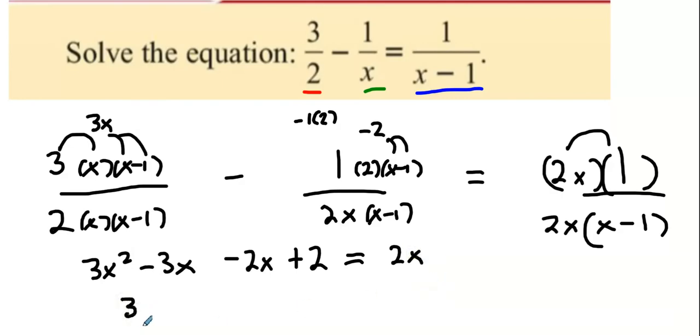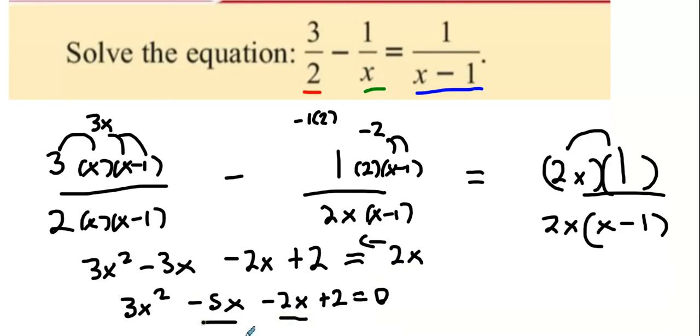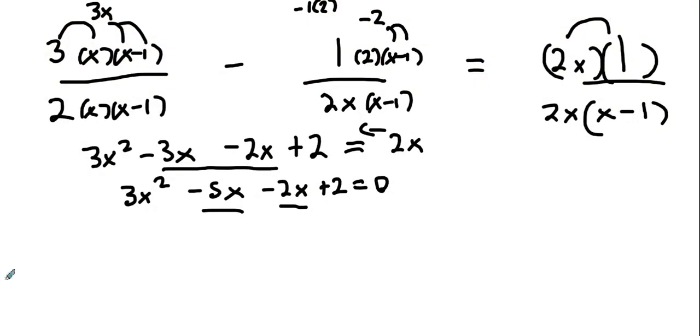Next thing we get is 3x squared minus 5x. Bring the 2x over to the other side to get another minus 2x, and then we have plus 2. I brought the 2x from the right hand side to the left hand side. That's where we get the other minus 2x from. I get the minus 5x from combining minus 3x and minus 2x together. Next I'm going to get 3x squared minus 7x plus 2 equals 0.